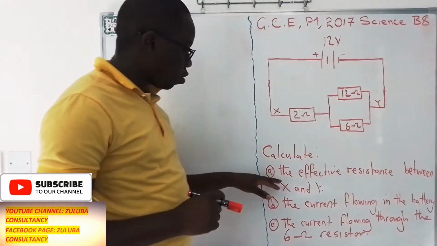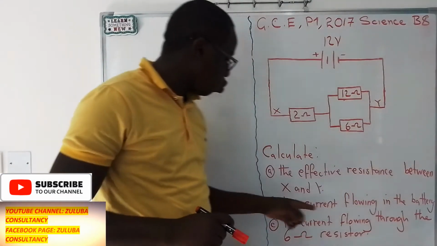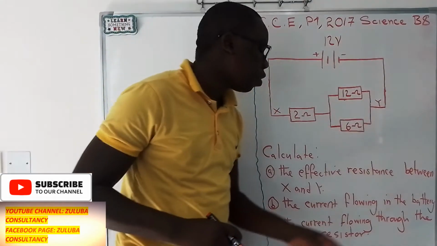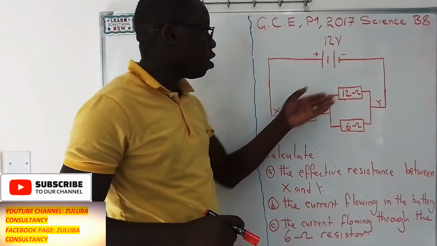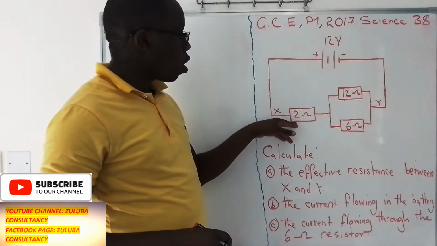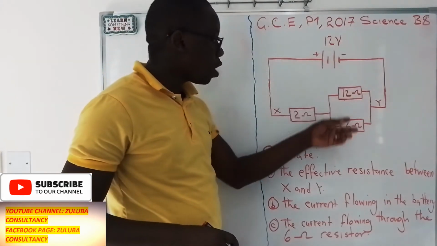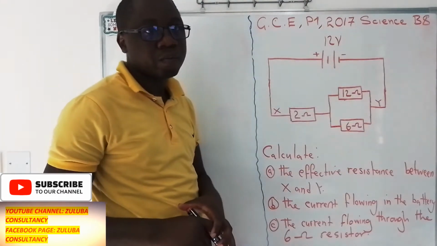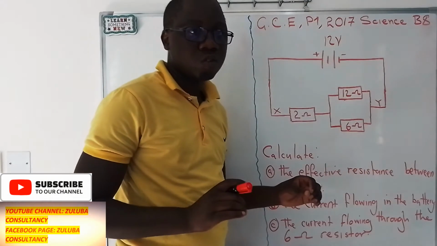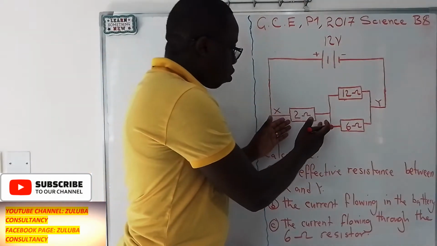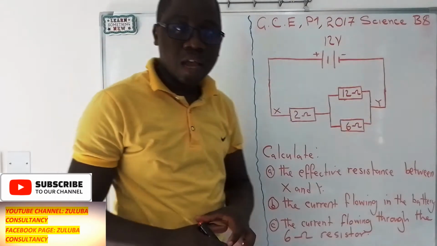So let's look at the first part. It is asking us to calculate the effective resistance between point X and point Y. Now, when you look at these 2 points, you'll notice that we have 3 resistors there. This one having 2 ohms is connected in series compared to these which are connected in parallel. So when you want to calculate the effective resistance, you need to add the component that is in series to the components that are in parallel.